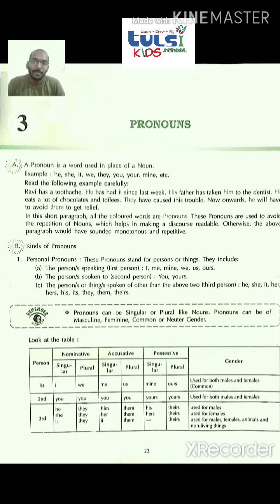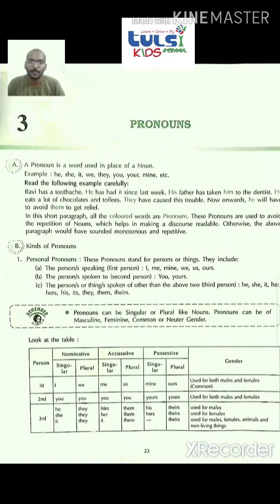Pronouns are of different kinds. In this lesson we are going to study 9 kinds of pronouns. They are personal pronouns, possessive pronouns, demonstrative pronouns, interrogative pronouns, relative pronouns, reflexive pronouns, emphasizing and emphatic pronouns, indefinite pronouns, and distributive pronouns. Like that, 9 kinds of pronouns we are going to study in this lesson.